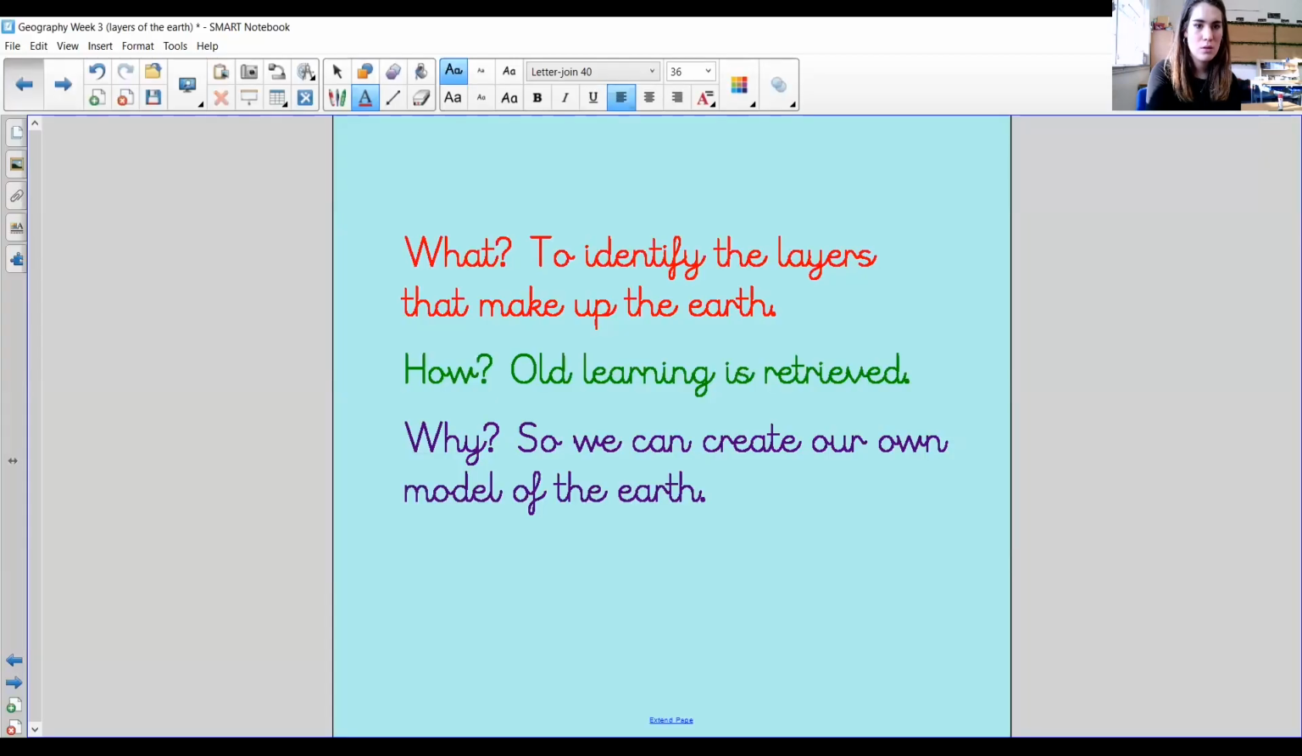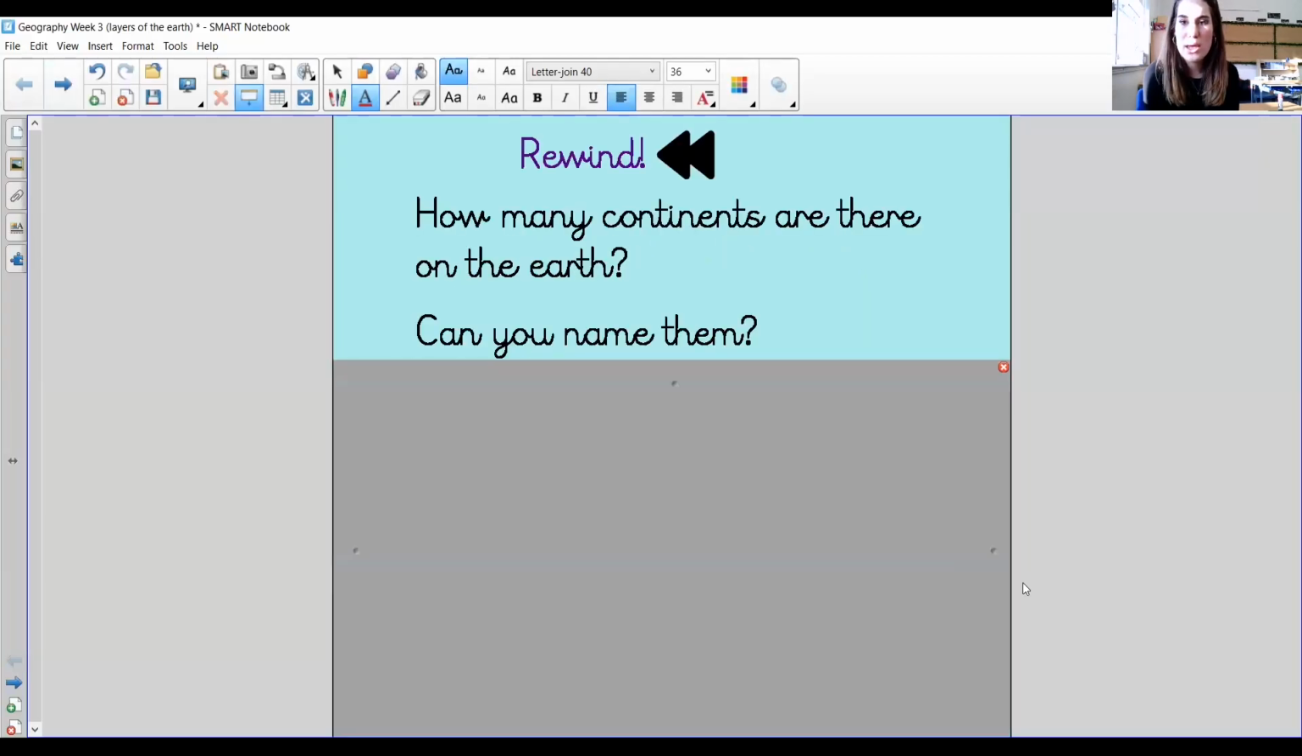Today we are going to be having a look at our new geography learning. So I'm going to get straight into it and I'm going to share my screen so we can see what we are going to be doing this week. We're going to be rewinding some of our learning to look at our continents and to look at the structure of the Earth. Then I'm going to introduce what we're going to be doing in the next few weeks in a moment.